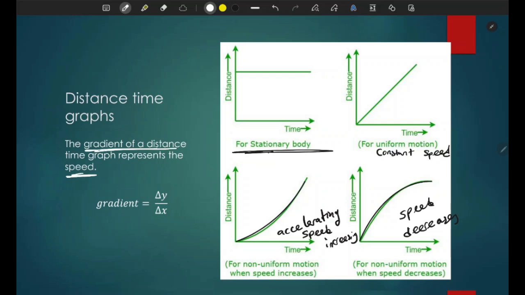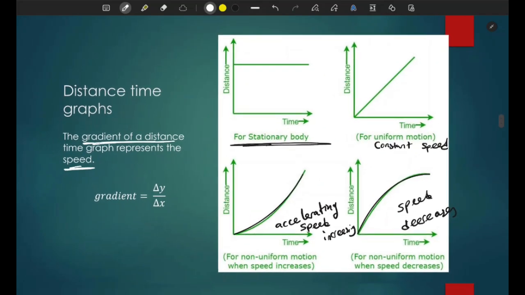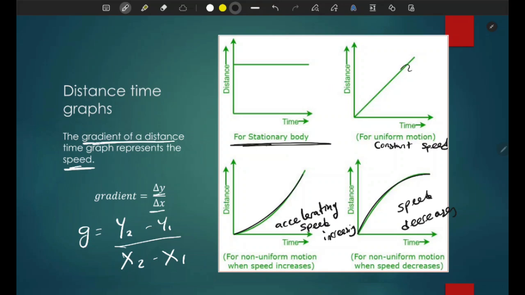So how can we calculate gradient? Gradient is the same as the change in y over change in x. It can also be written as gradient equals y2 minus y1 over x2 minus x1. What this means is, let's say we have 2 points. Let's take this graph. Let's say we have 2 points.